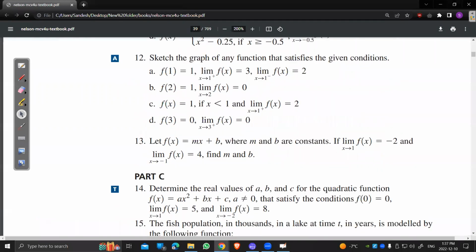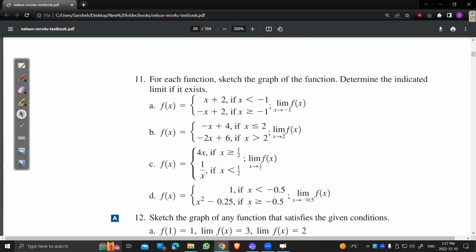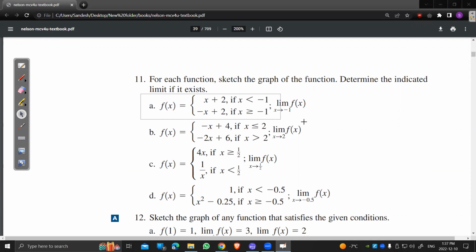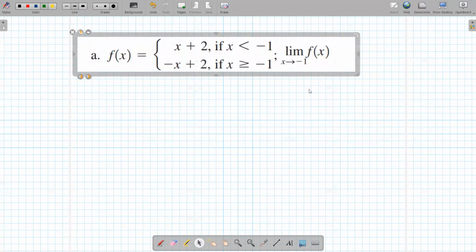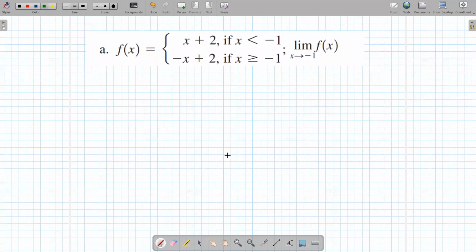I'm trying to find some interesting ones. Okay, we can quickly do this. I know it looks annoying, but it is what it is. So x plus 2 means you have a y-intercept of 2, right? So 1, 2, and then for every 1 unit you go up, you go 1 unit to the right, like that. And this function only exists when the x value is -1 or less.